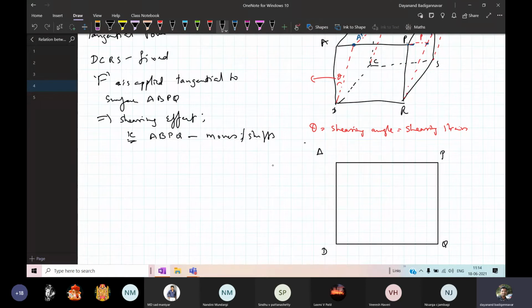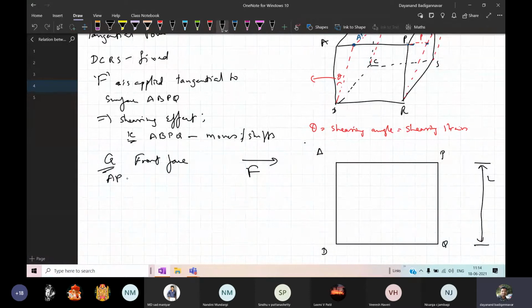Here the length of the surface is the same. It is L only, the length of the cube. All the sides have the same length. So this is the front face. What is the front face? A P Q D. So for this I applied a force.